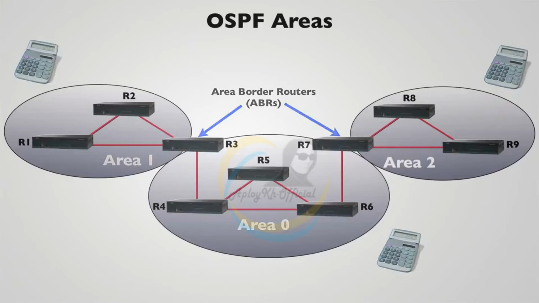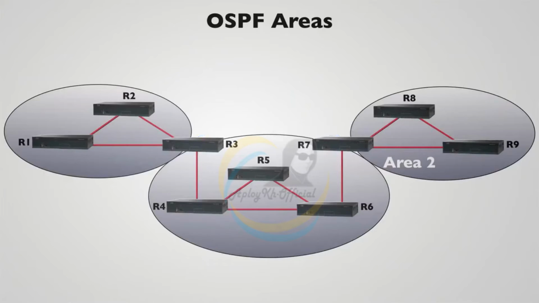But let's say that we had, I don't know, maybe a merger of a company. For some reason, we had our areas like this, where area 0 is at the left, area 1 is in the middle, and area 2 is on the right.